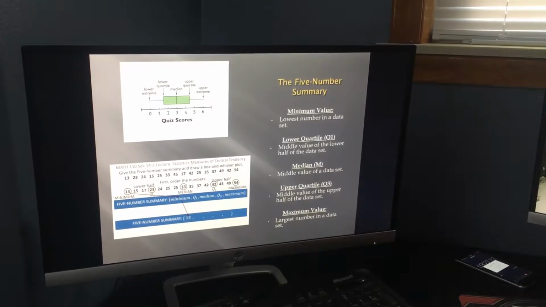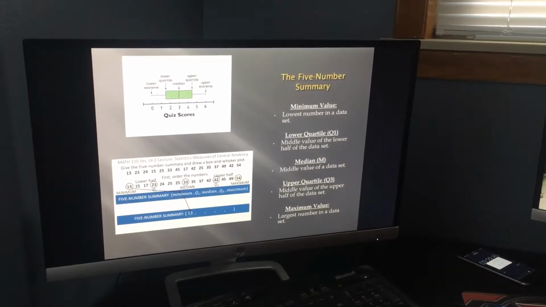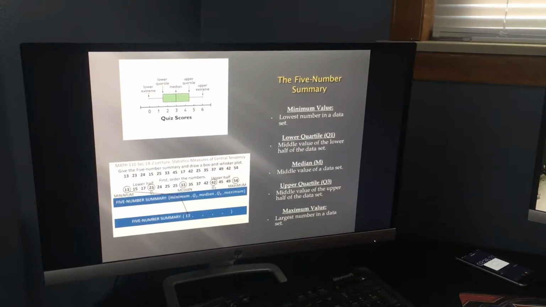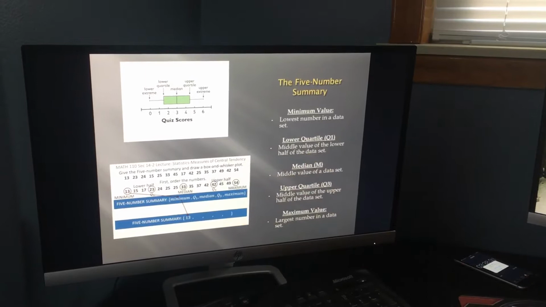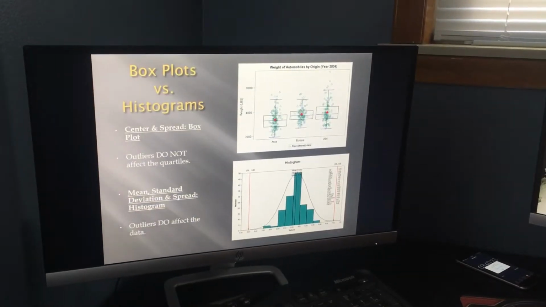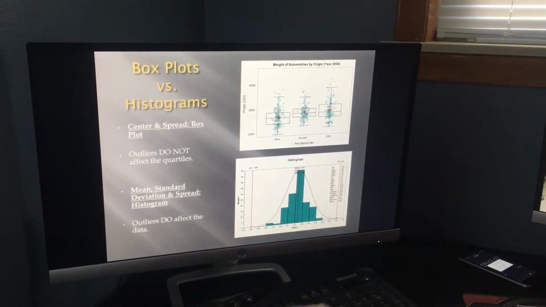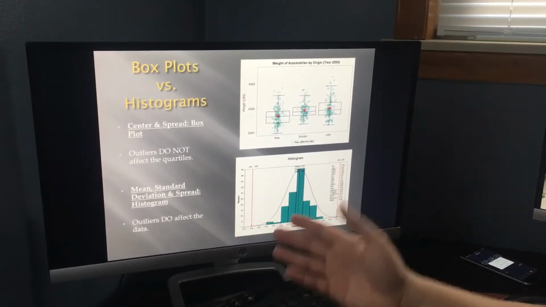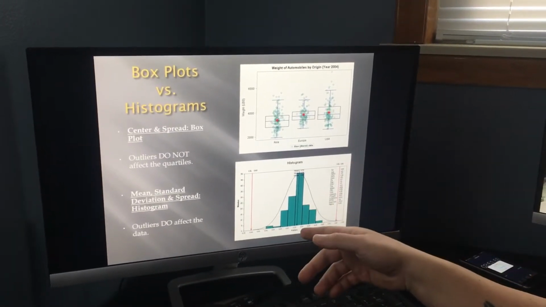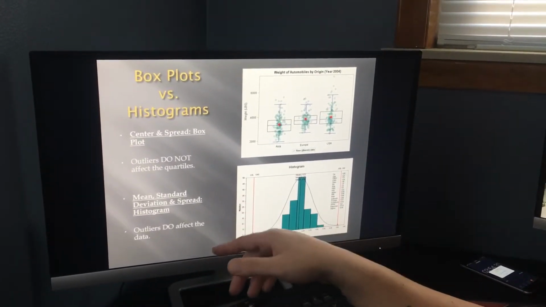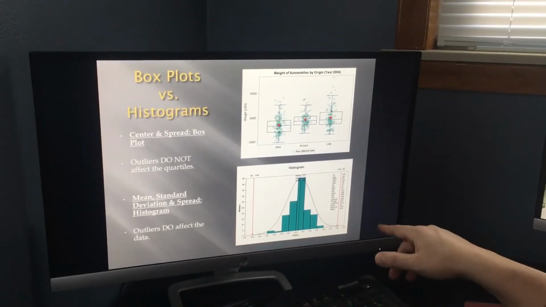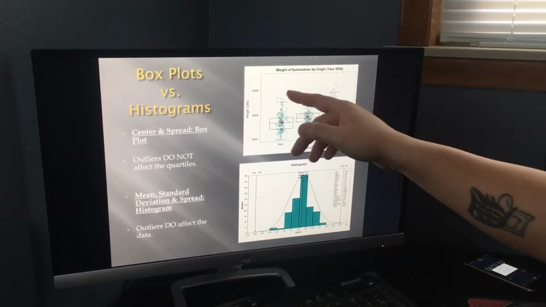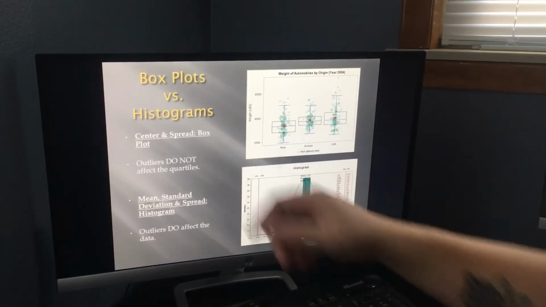Now the 5-number summary displays the minimum value, the lower quartile, the median, the upper quartile, and the maximum value, as displayed right here. Now, let's examine box plots versus histograms. A box plot has a center and a spread. Outliers are not affected at all for the quartiles, whereas when you have a histogram, your mean, standard deviation, and spread are affected by outliers. So if you had an outlier over here in the histogram, this whole thing would shift to the right, whereas in a box plot your outliers out here do not affect that center and spread at all.